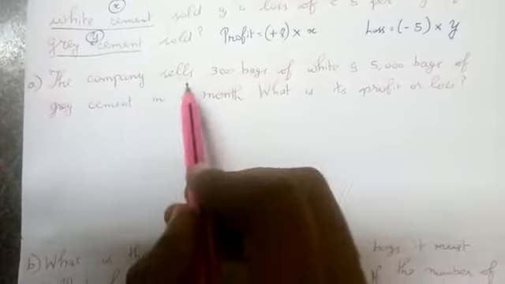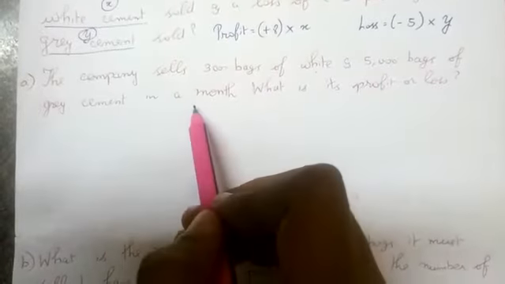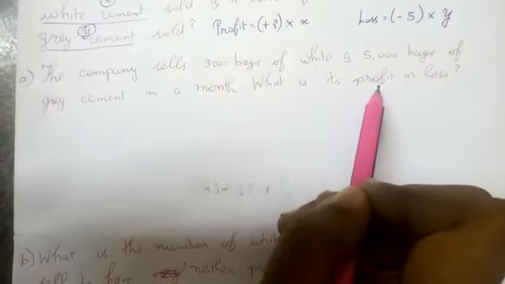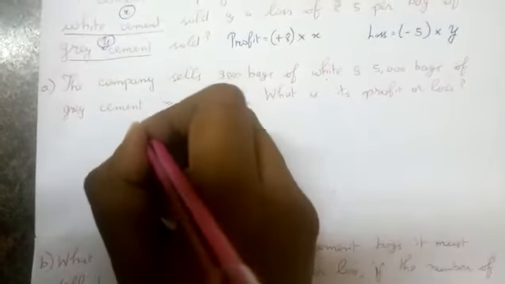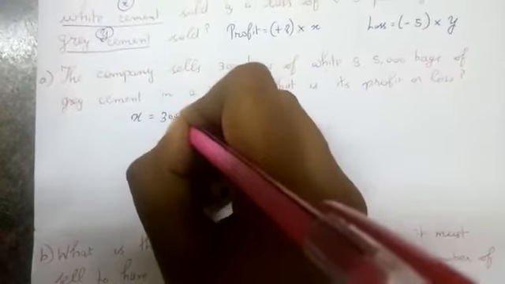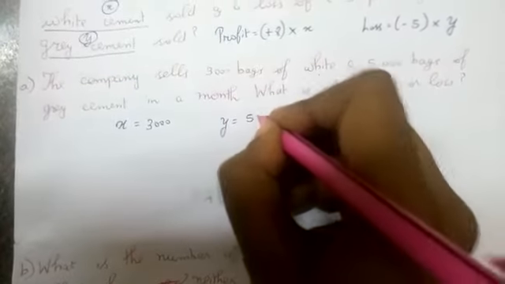It says the company sells 3000 bags of white and 5000 bags of grey cement in a month. What is its profit or loss? We'll get to know that only after the final product. So X, the number of white cement bags, is 3000, whereas Y, that is the number of grey cement bags, is 5000.